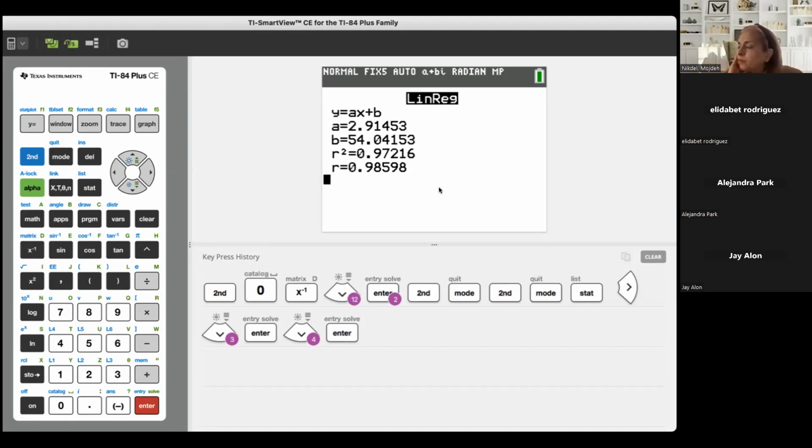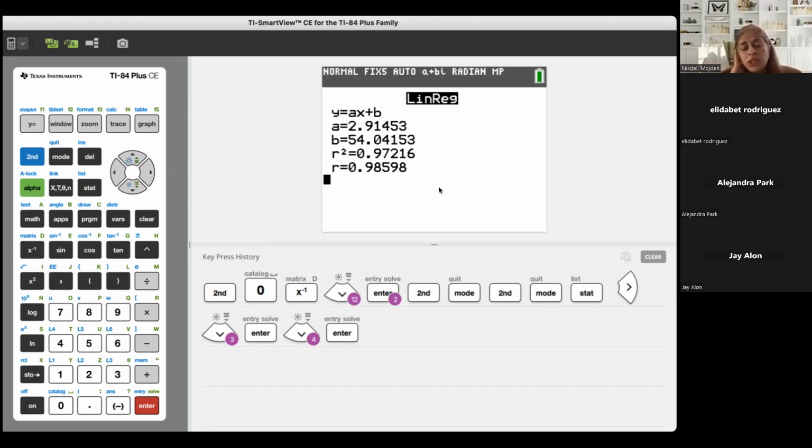Okay. A is 2.91453. B is 54.04153. And R is 0.98598. Got it. Okay.